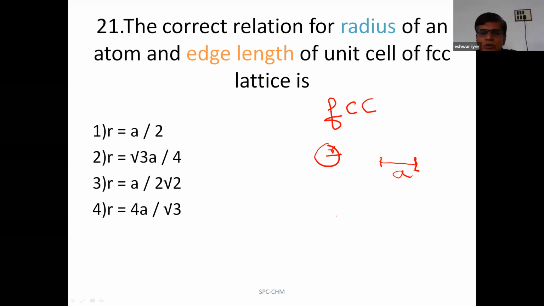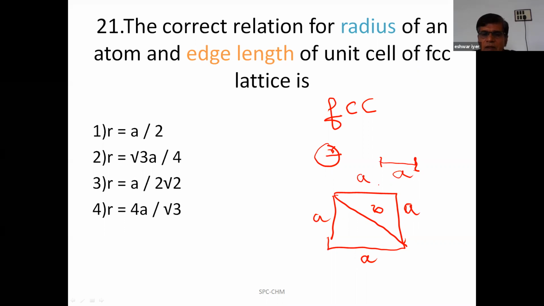How that is arranged: you take one of the faces. One face is enough. We need to take the face diagonal. For FCC, the face diagonal is important. Let us call it B. Let me write: this is A, this is A, this is A, this is A. How are the constituents arranged in FCC? One in the middle, one at a corner, one at another corner. I'll draw that for you. 1, 2, and 3. So R, R, R, and R.